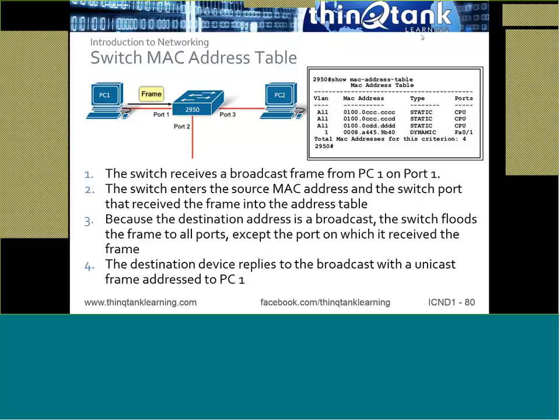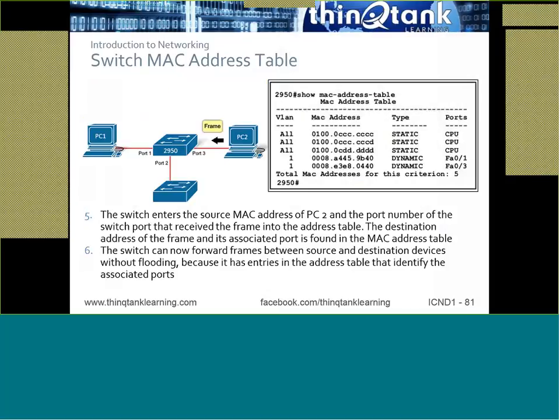The destination address is a broadcast, which means it doesn't exist in the table. So what does the switch do with the frame? It floods it out of every port except for the port it came in on, which means it goes out of port 2, it goes out of port 3. PC2 is going to receive that frame. It's going to respond with a frame back to PC1. What's the first thing the switch is going to do? It's going to add PC2 to the database, saying, okay, MAC 0440 is on port 3.